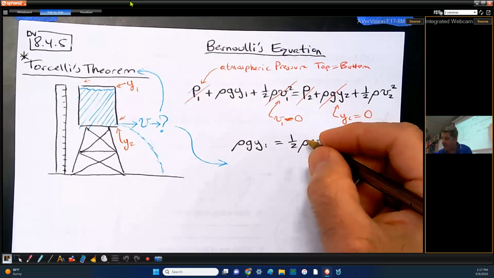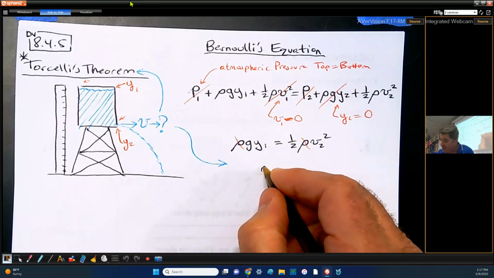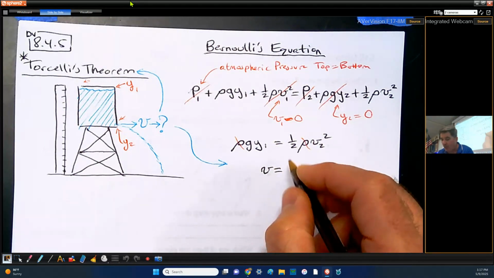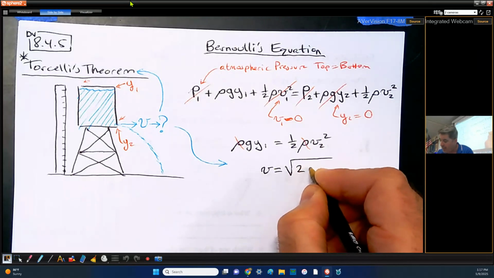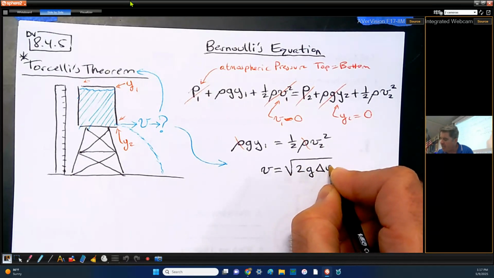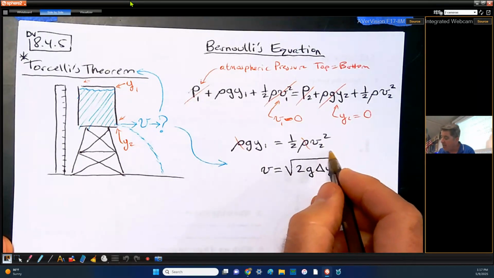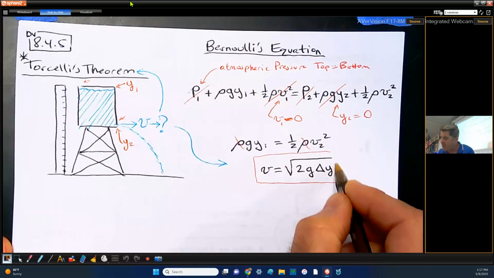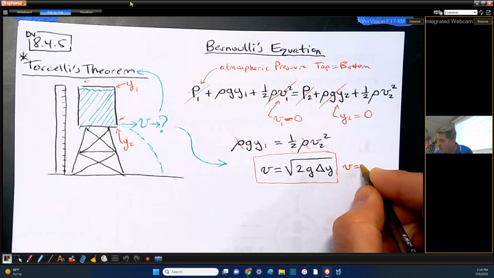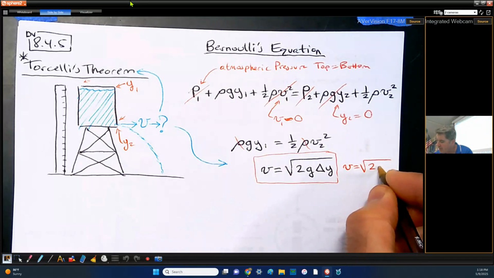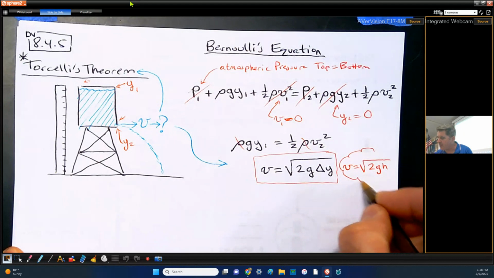What happens to the rho here? It cancels out because it's the same on both sides. And what do you get as your final derivation for V? V equals root 2G, and I'm going to call it delta Y because technically speaking, that's what it is. If that doesn't make sense to you, then you're not remembering. We probably wrote it like this: V equals root 2GH. We might have written 2GY, I don't remember, but 2GH, something like that.